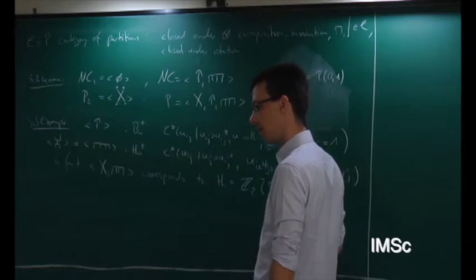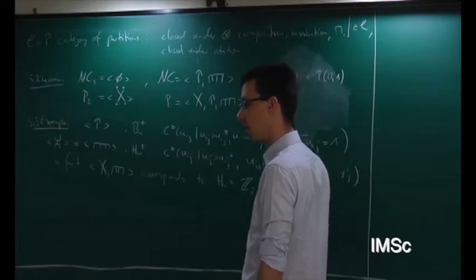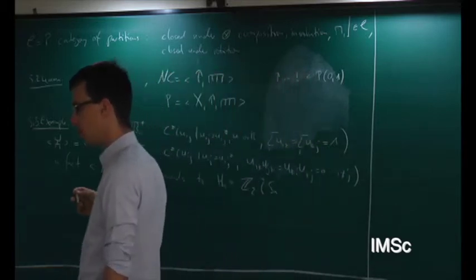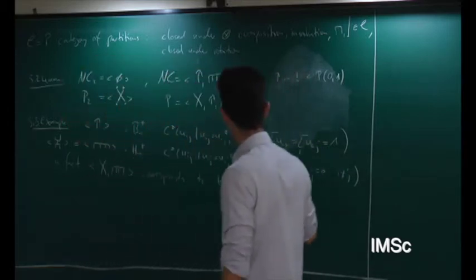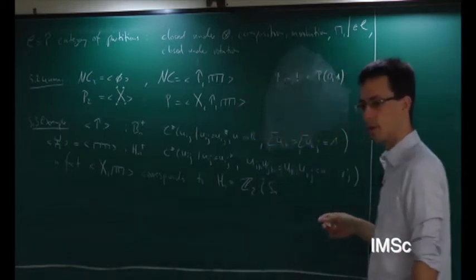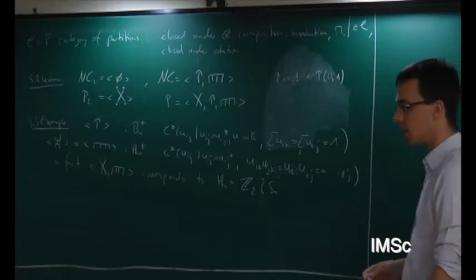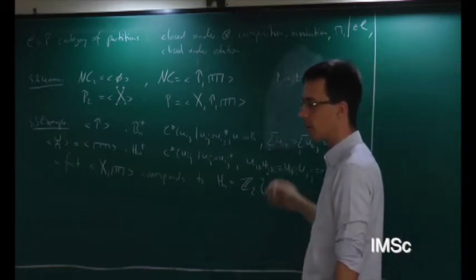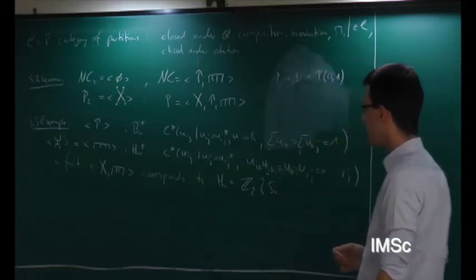The first two examples, are they infinite dimensional C-star algebras? Yes. These are infinite dimensional C-star algebras. I think there's some restriction on n, right? At least for Pn. Oh yeah. There's a restriction on n. Yeah. So if n is large enough, they are infinite dimensional. Yes.